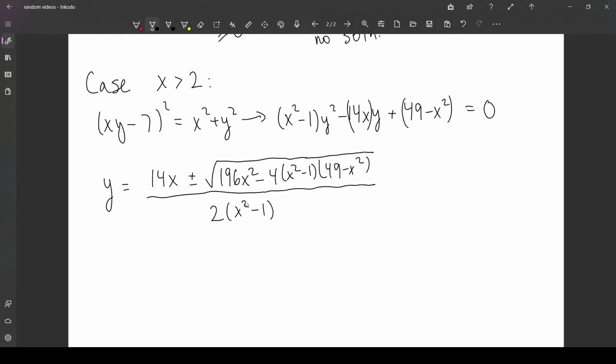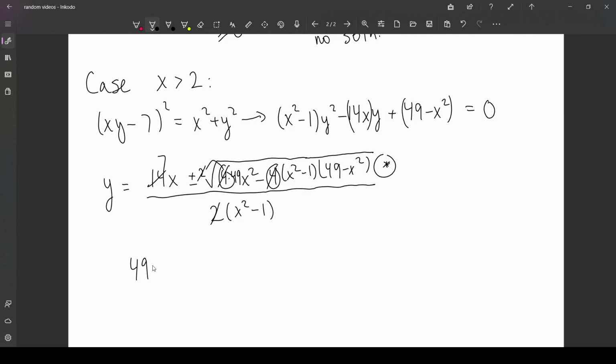Okay. And so let's look at this discriminant for a second. So we have this minus 4 stuff. Well, first we can notice that 196 is 4 times 49. So we can take out a 4 from everything, and that's going to be a 2 on the outside. So we're actually going to have a 2 that cancels out with everything. So I'm going to do that real quick.